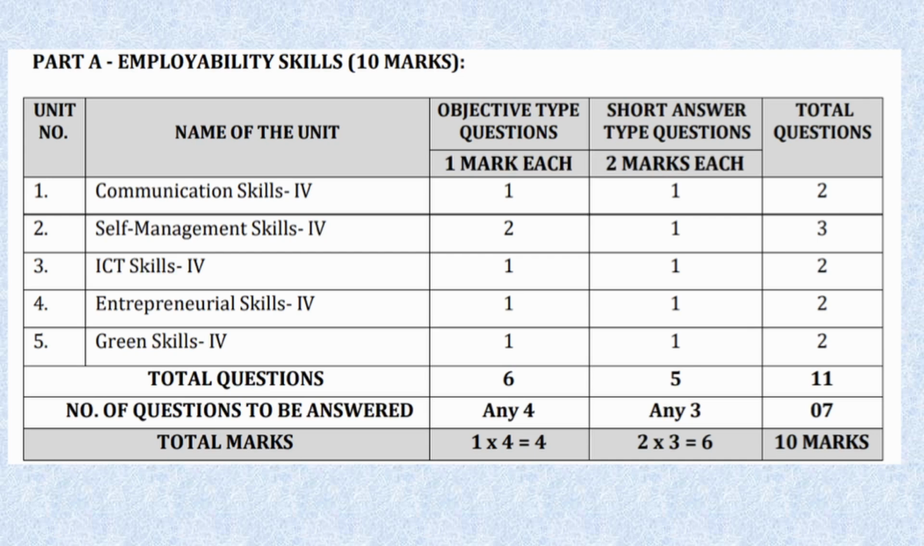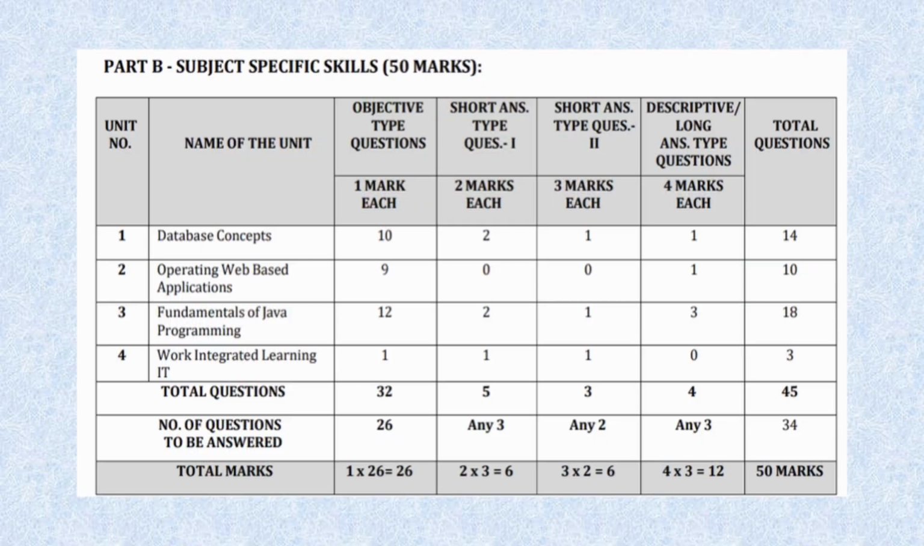This video is to help you for your exam in Infotech 802. This paper has part A and part B. Part A is employability skills, which includes communication skills, self-management, ICT skills, entrepreneurship, and green skills, which carries 10 marks. Part B is subject-specific skills, which carries 15 marks.